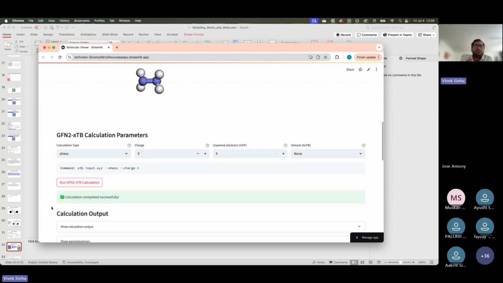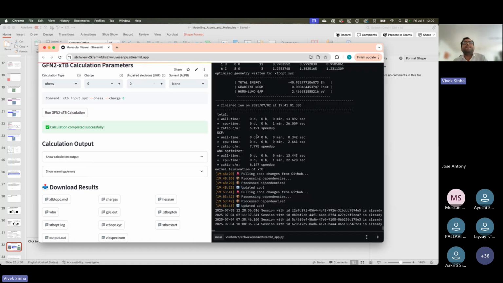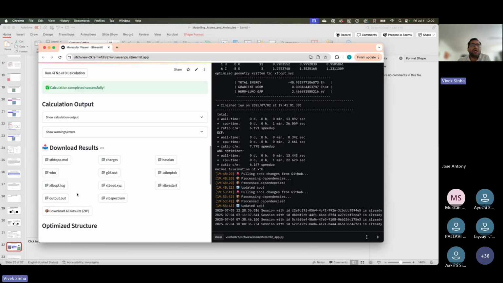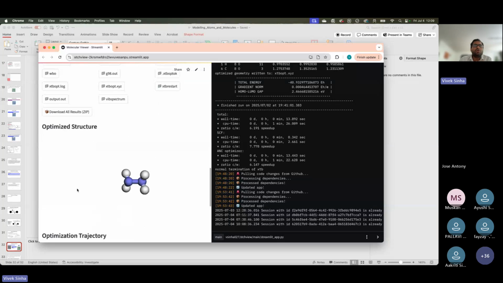So it's a run calculation. It's already done because it's a very small molecule. Here you can see the calculation output, but because I have the admin console, I can also look at the terminal here. So it says that, okay, the calculation is complete. No warnings or errors, it's normal termination, and you can download all the results. I'm not going to download the results.